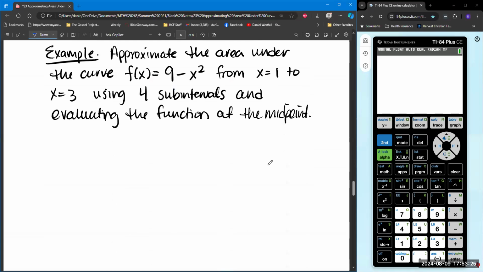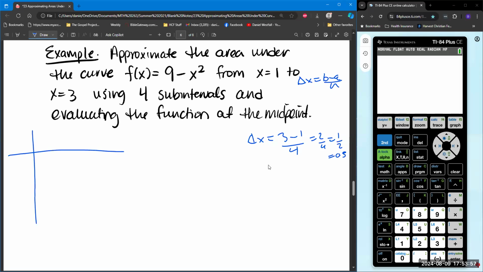But for right now, let's approximate the area under the curve, and this is why I have my calculator over here. f of x is equal to 9 minus x squared from 1 to 3 using 4 subintervals. So my delta x is going to be 3 minus 1 over 4. Delta x, we're going to use the formula b minus a over n to calculate it. 2 over 4 is 1/2, or 0.5.